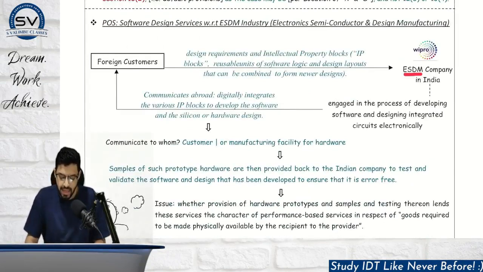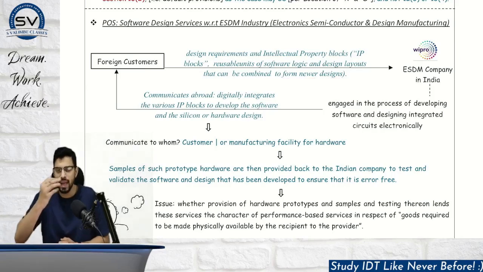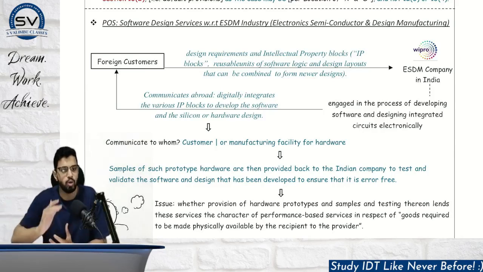Let's say this is an ESDM, meaning semiconductor and design manufacturing company in India. Let's say this is a country, and this is a company known as Wipro in India. Now, it has certain foreign clients. What happens is that the foreign clients will provide Wipro design requirements and intellectual property blocks, reusable units of software, logic and design layouts that can be combined to form newer designs. We can say basically some resources are being given to Wipro on the basis of which Wipro is going to develop something and provide it to the foreign customer.